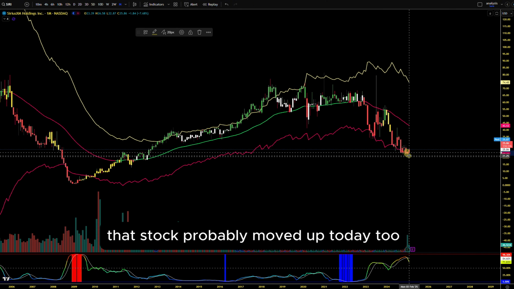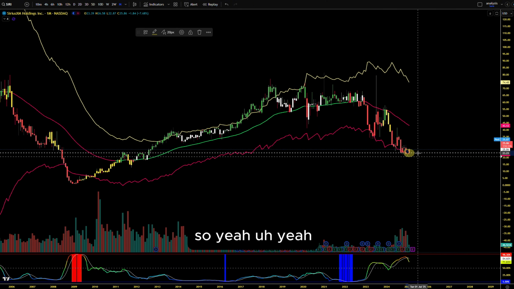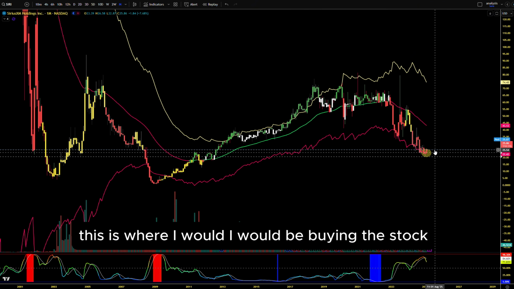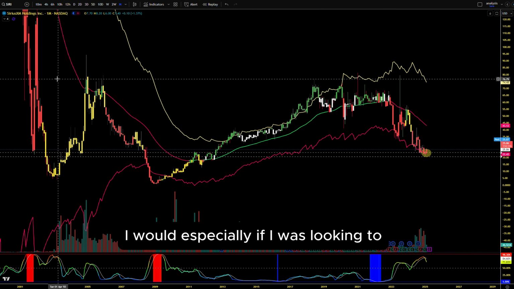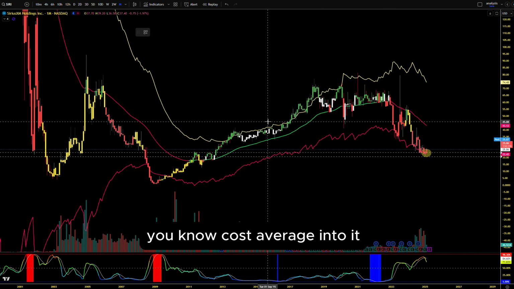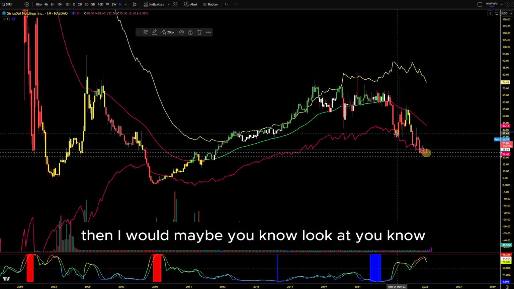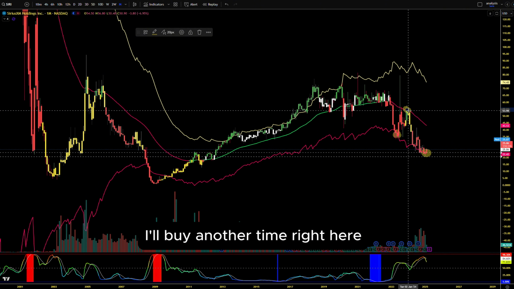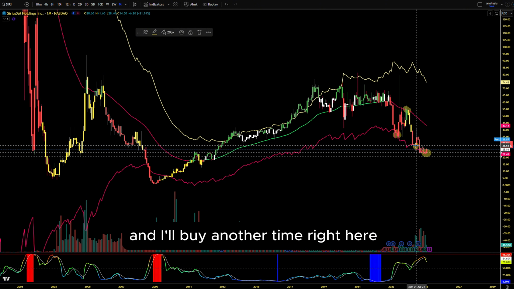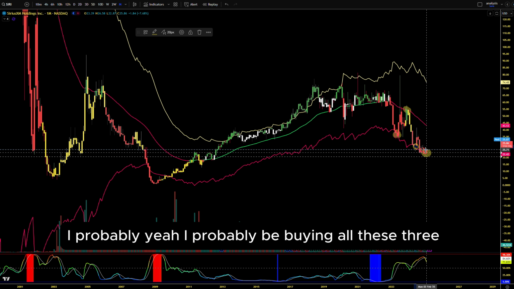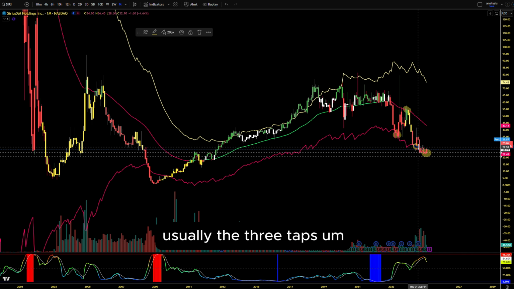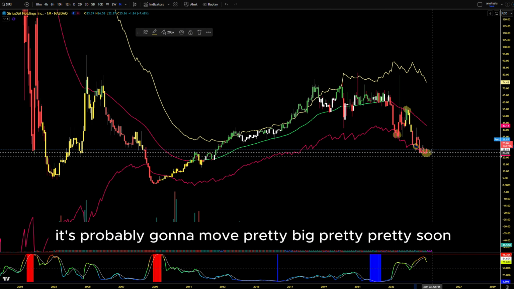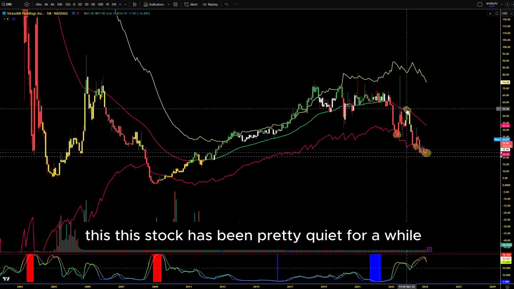And the stock probably moved up today too. So yeah, this is where I would be buying the stock. Especially if I was looking to cost average into it, I would buy it once right here. Then I'd maybe look at how the candles are looking. I'd buy another time right here, and I'd buy another time right here. I'd probably be buying all these three. Usually with the three taps, it's probably going to move pretty big, pretty soon. The stock has been pretty quiet for a while, but yeah.